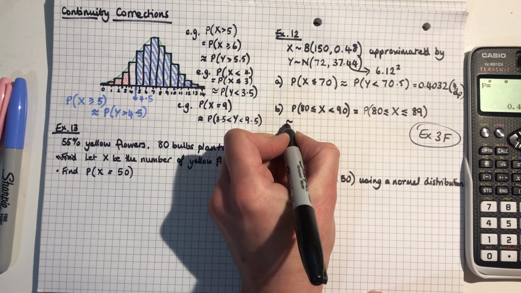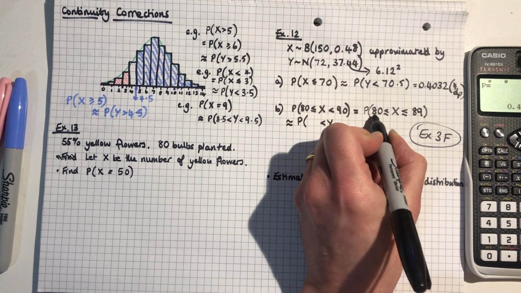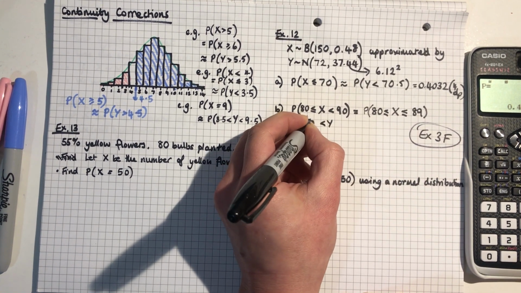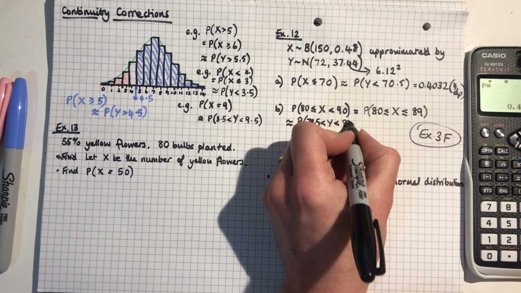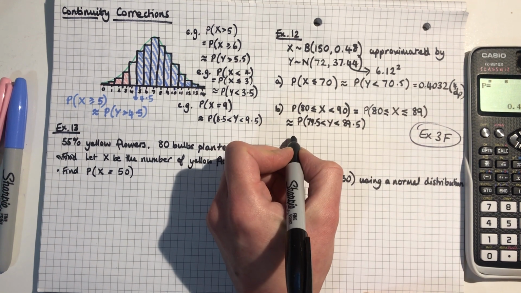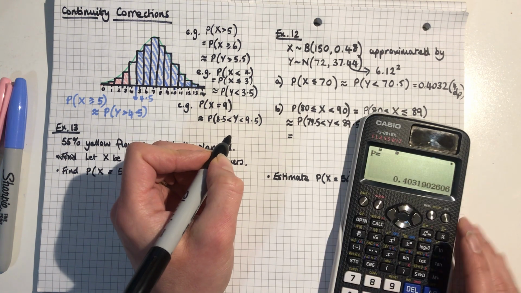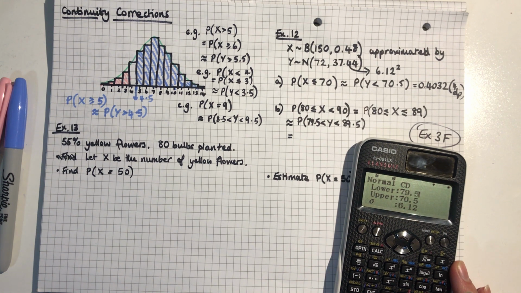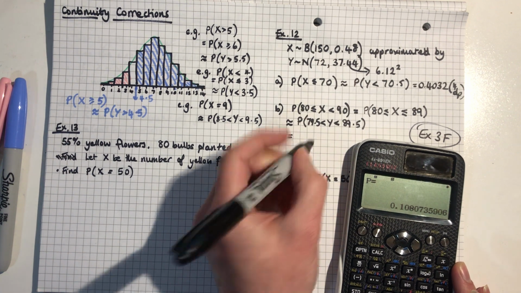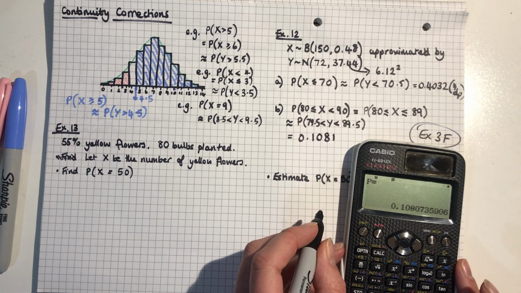Now we're going to approximate it with a continuity correction. So that's approximately the probability that y is between lower bound of here, 79.5, and upper bound of here, 89.5. Now, to work this out then, we again are going to come to our calculator, but this time our lower value is 79.5 and our upper is 89.5, keeping the same parameters, and we get 0.1081 to 4 decimal places.